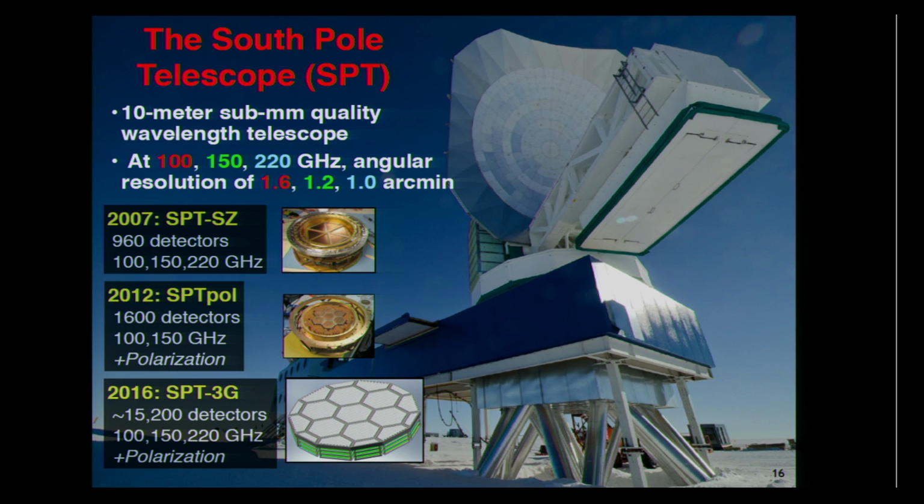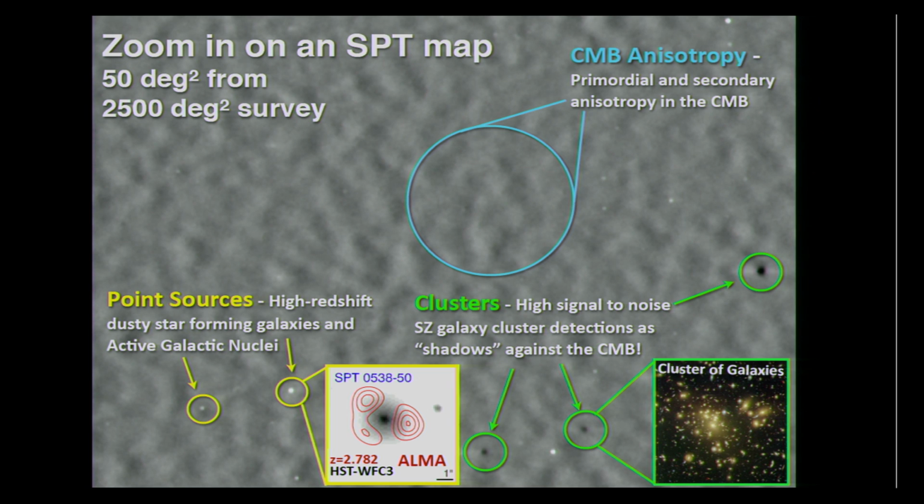So far, there are 3 surveys: the SPT-SZ survey, which is completed; SPTpol, which is underway right now; and the planned third-generation camera, SPT-3G, where we're going to use this telescope to better characterize small-scale anisotropy, both in polarization and temperature. So just to give you an idea of what extra science you get by having this big telescope.